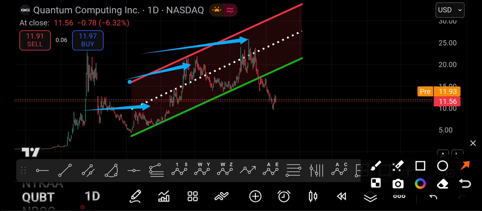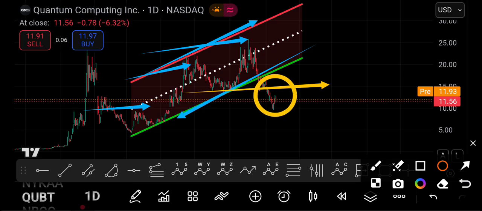But as soon as this upward sloping parallel channel got triggered on the downside, for the first time its higher highs shifted to lower lows. And this is an area where we got two major negative signals. This is an area where the game started to change. First of all, the very first negative signal is that the upward sloping parallel channel got triggered on the downside. The moment this channel gets triggered on the downside, we take that as a confirmation that the stock has completed the upside cycle and it's ready for a downside move.